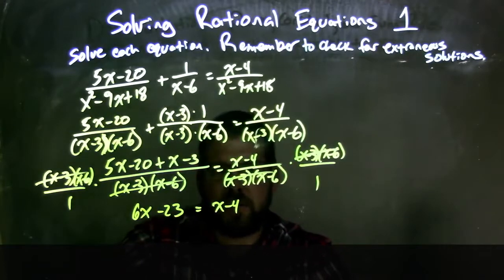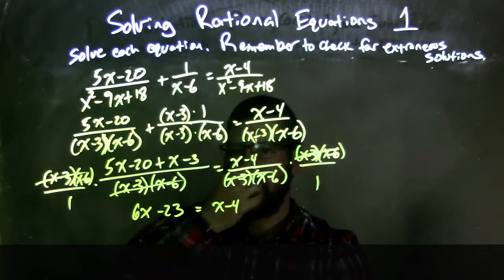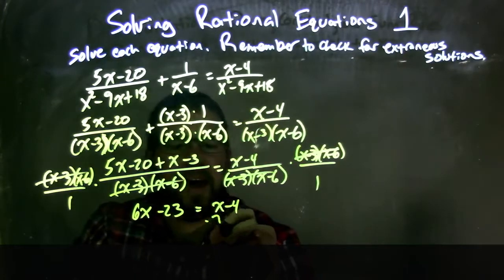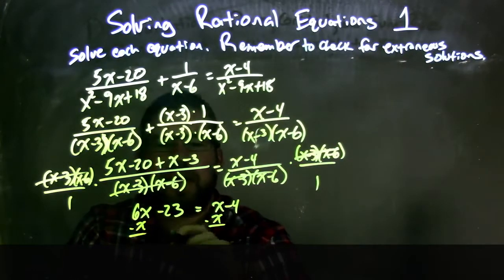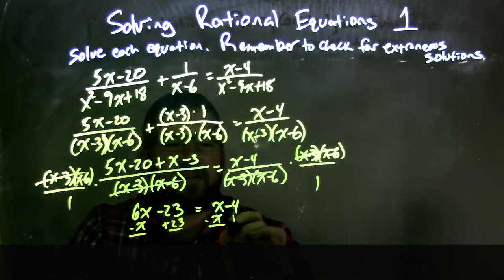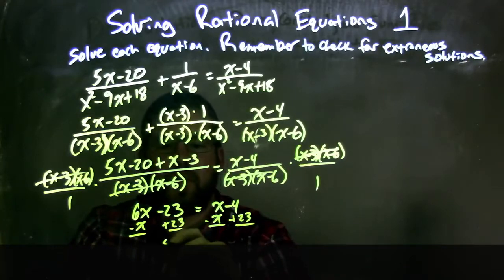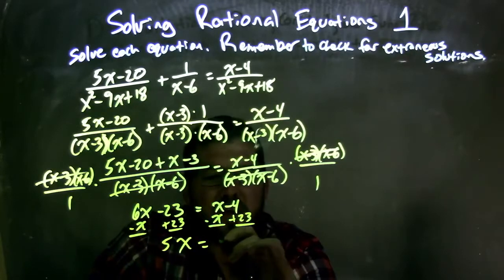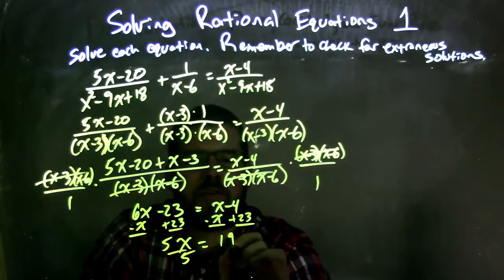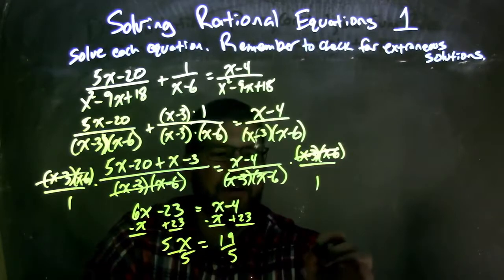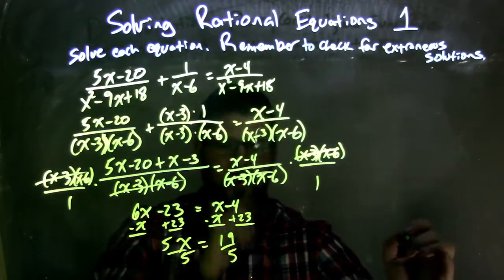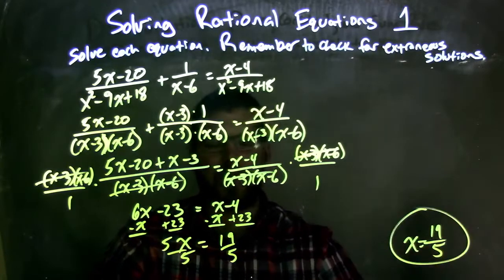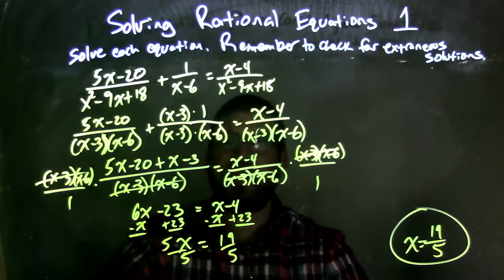Much simpler problem now. So what I need to do now is simplify this. Well, let's subtract an x from both sides, and then add a 23 to both sides. And that leaves me with 5x equals negative 4 plus 23, which is 19, and then divided by 5. And we're left with the fraction here. x equals 19 over 5. Okay? So I'm going to write it over there. And there we have it.